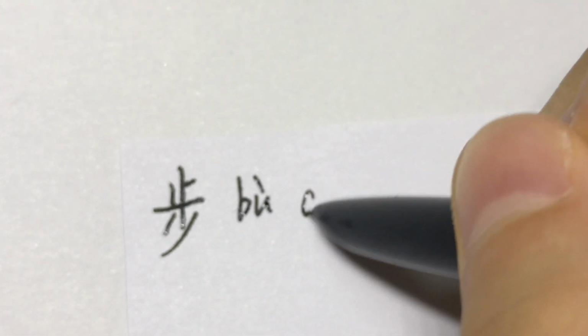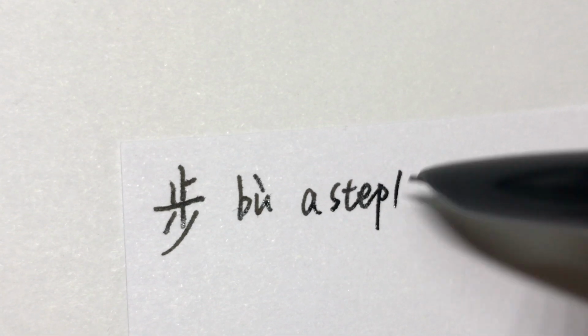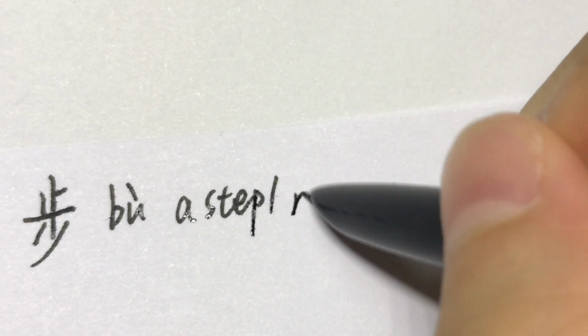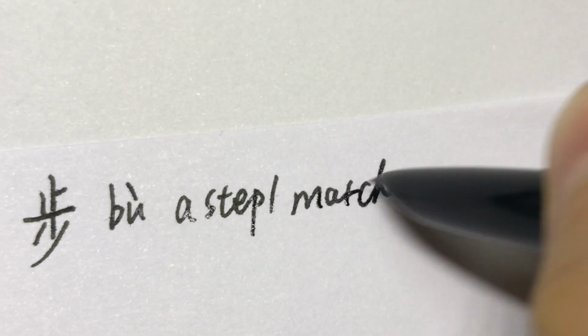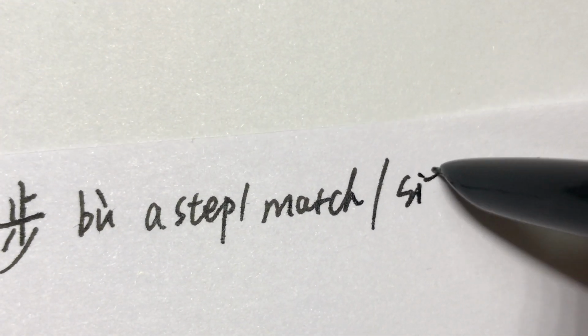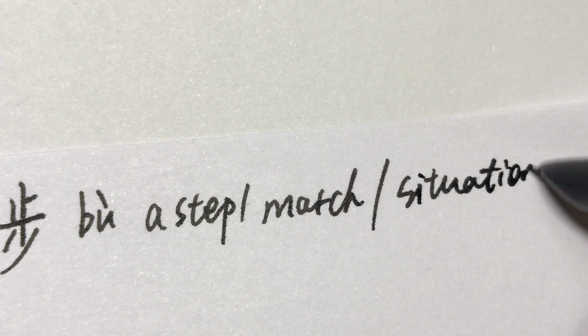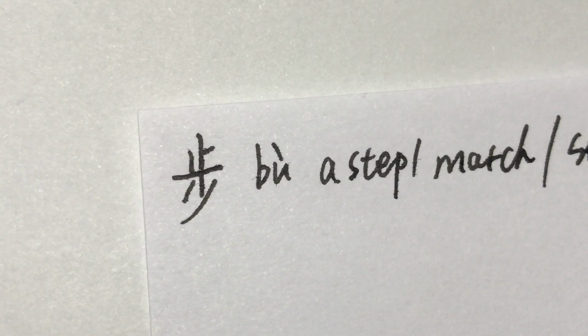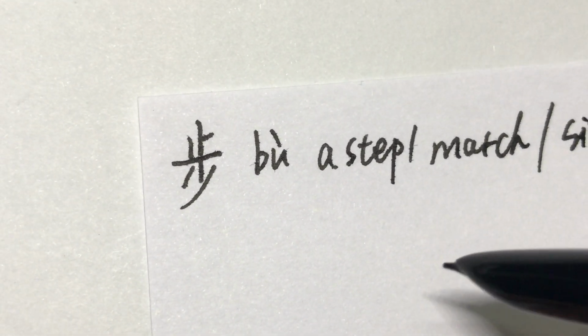A step, much, situation. For example, 散步, to go for a walk.